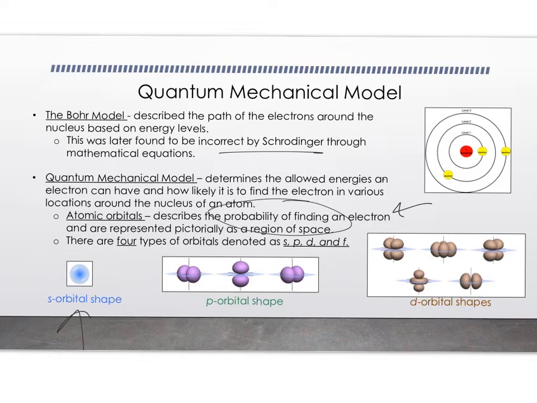The S shape is your spherical shape. The P, there are three different types of P's. They're on the X, Y, Z axis, and they look like dumbbells. They look like lobes. And then your D type orbitals, there are about 5 of them. And then the F is a flower-shaped type orbital. And these are more specific to the energy levels that we can locate the electrons on. And we will be discussing these orbitals in detail.